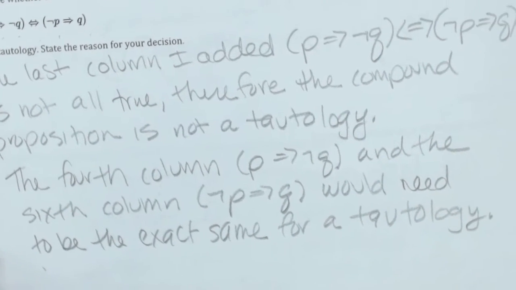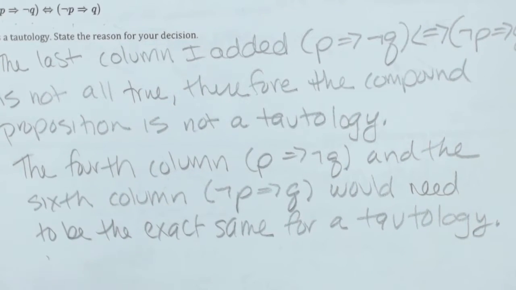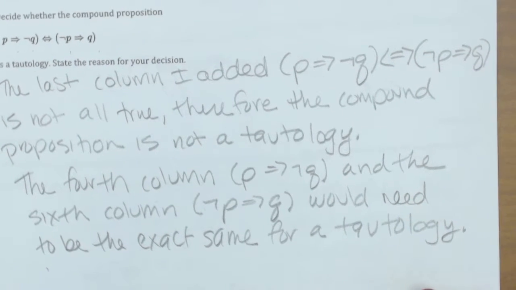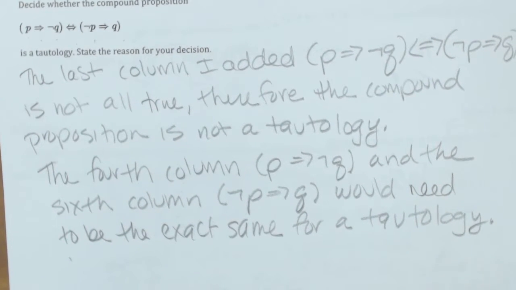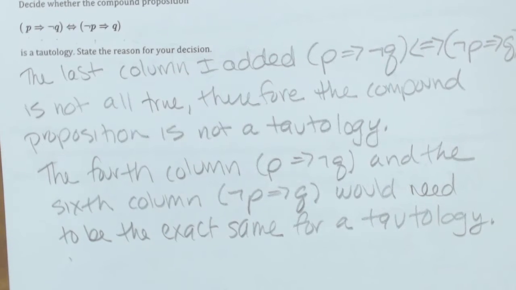Here is your 8 answer. Sorry, it's a little squished. So here is your 8 answer because I not only said what would happen if I added the last column, and I didn't only just say that it would have to be true, I also showed that the fourth column and the sixth column would need to be the exact same, because the only way we can have a logical equivalent is if they're both true or both false. So they would have to have the same exact answers. So I went above and beyond answering this question. So this would get you your 8.